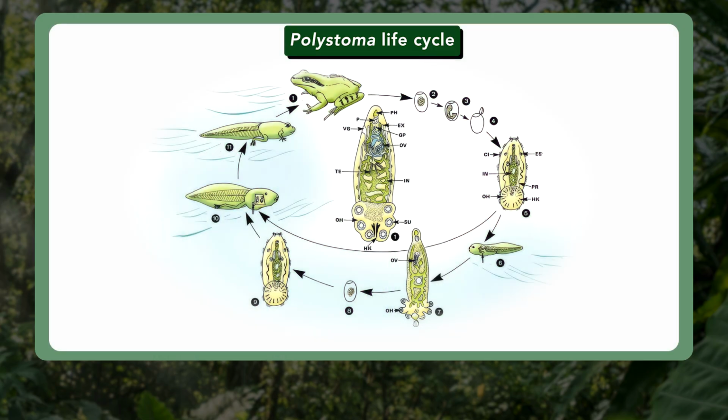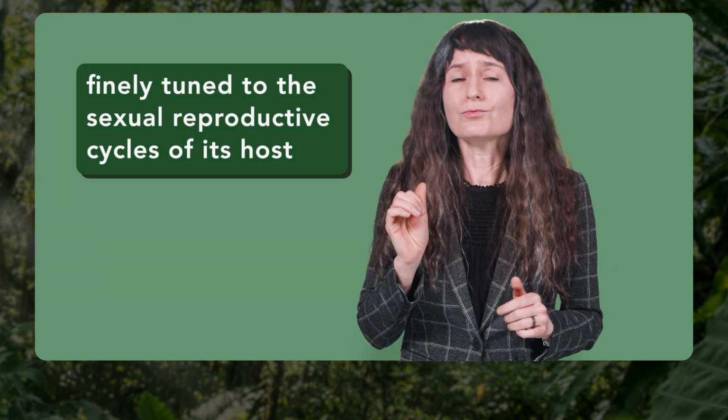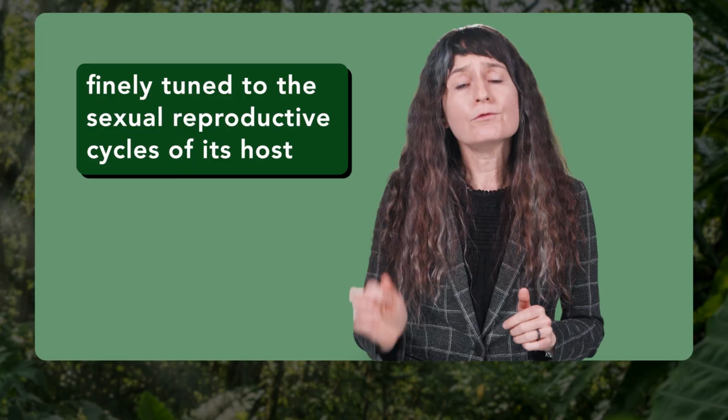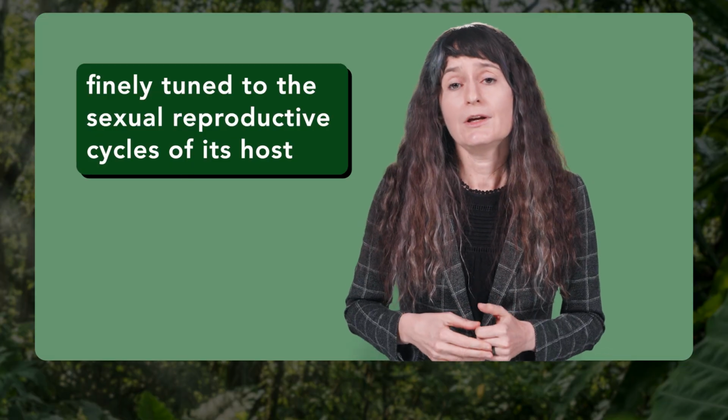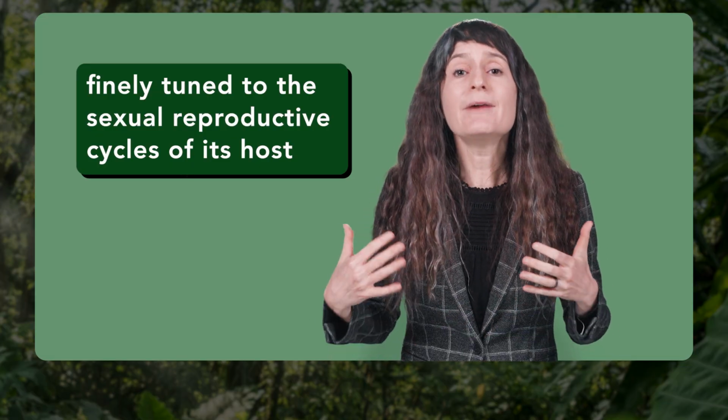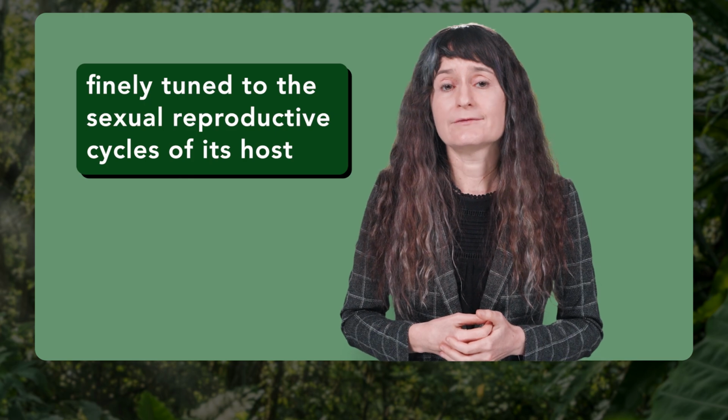But by using both reproductive pathways, the parasite ensures that it can squeeze a bunch of reproductive bouts into one season and still survive the winter. So this parasite is really finely tuned to the reproductive cycles of its own host, which allows it to take maximum advantage of every breeding season.